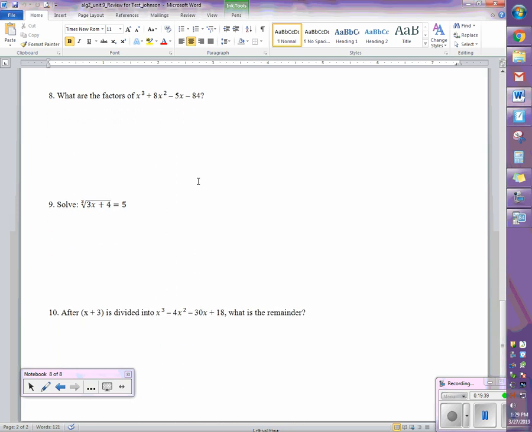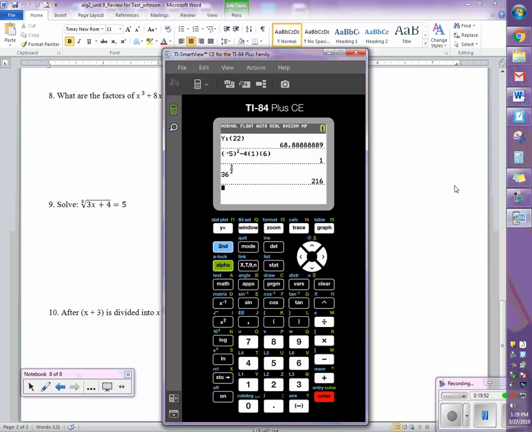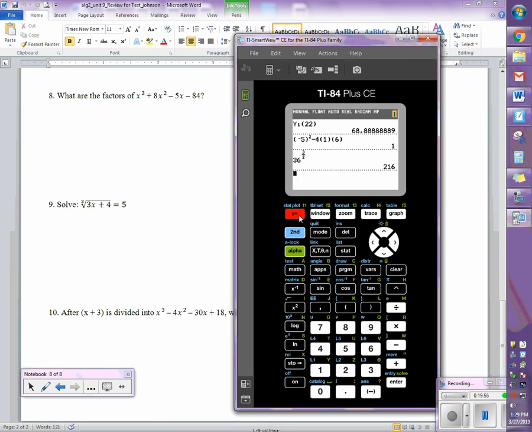Number 8, what are the factors of this polynomial? So it's a degree 3, so it has a maximum of 3 real solutions. So let's go to our calculator and type it into y equals. I can keep the x cubed, plus 8x squared minus 5x minus 84. Hit graph.